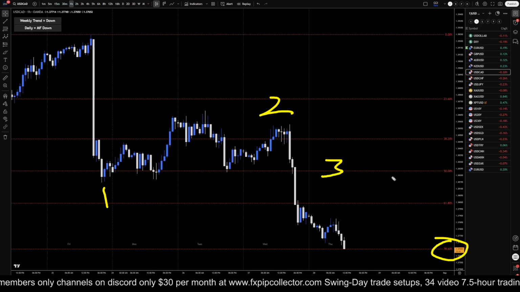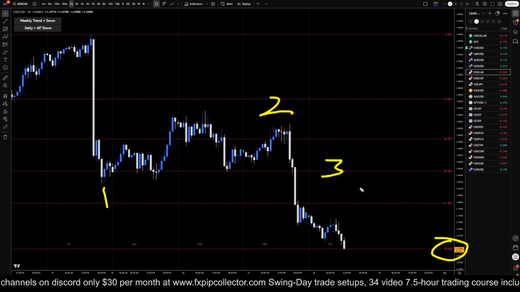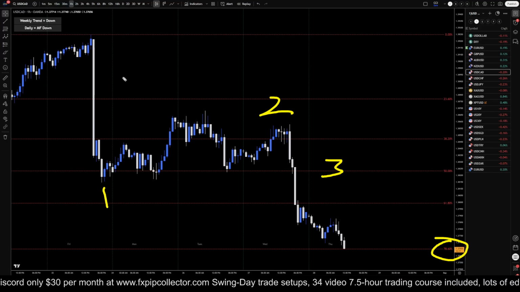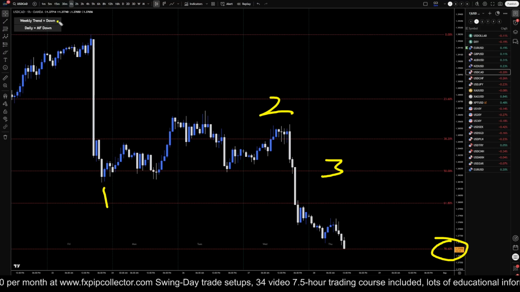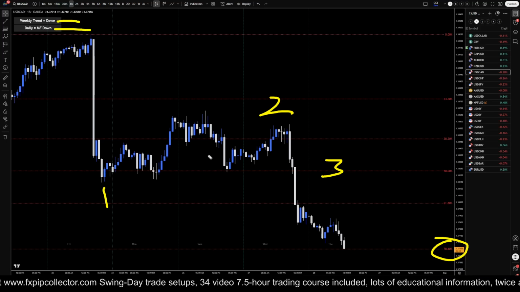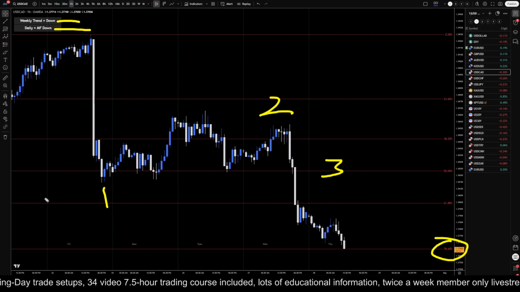But if we do make a bounce, then I definitely would continue to look for shorts based on the higher time frames, especially the fact that the weekly and the daily are both in a downtrend. I definitely would be doing nothing but looking for shorts at the end of pullbacks.